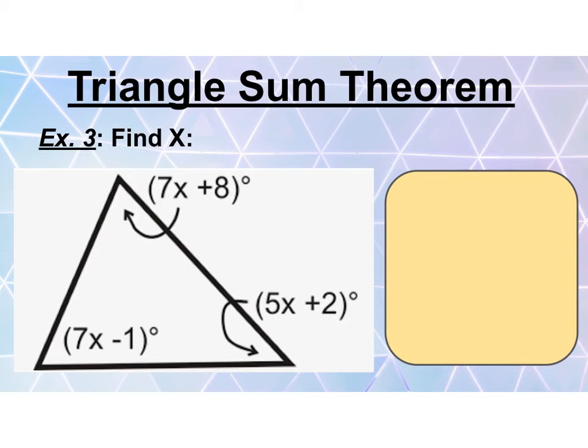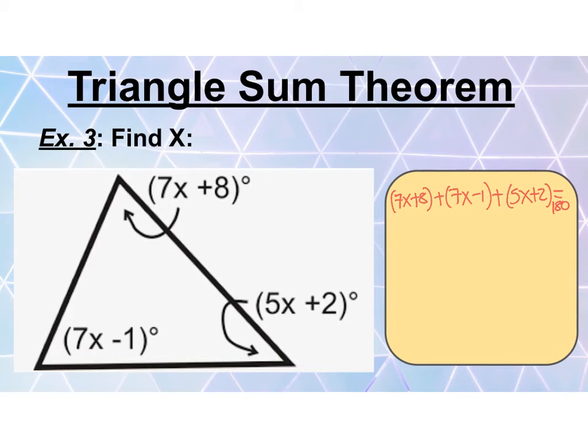Could get a little more challenging. I have three angles. I know that they have to add to 180. I'm going to use my parentheses just to make sure I have the full angle. So (7x + 8) + (7x - 1) + (5x + 2) = 180 degrees.